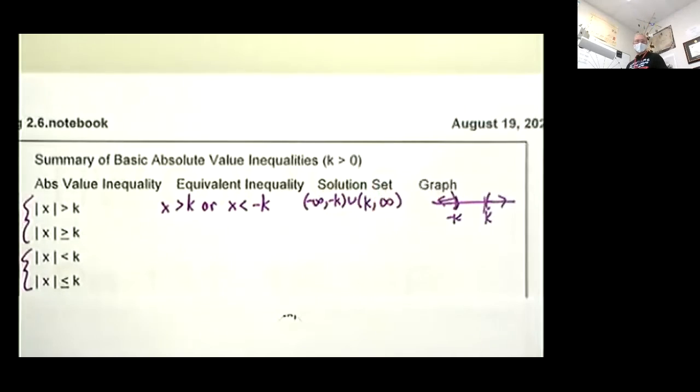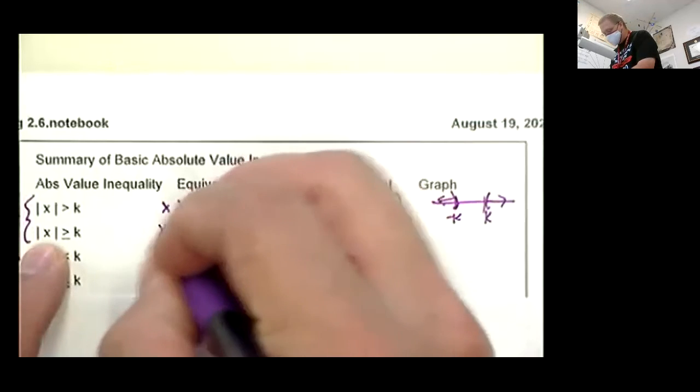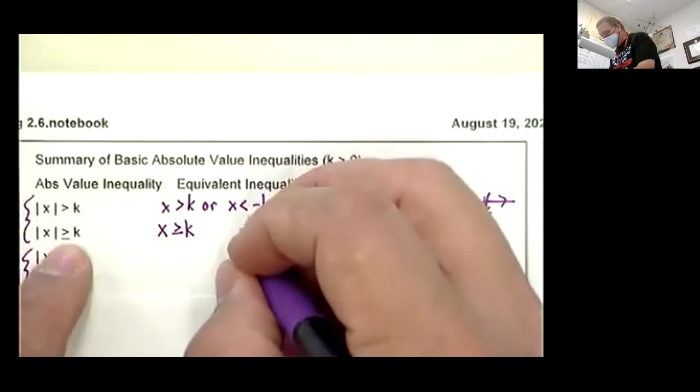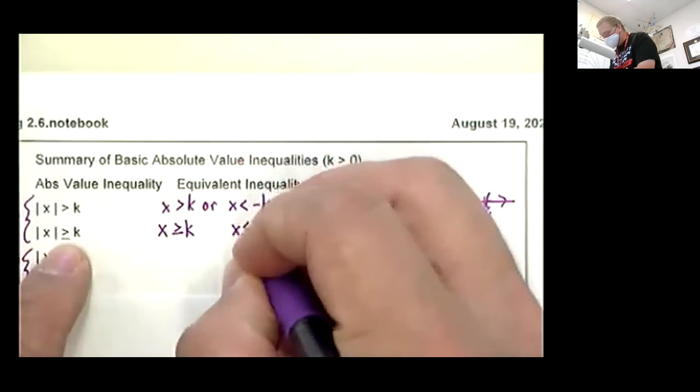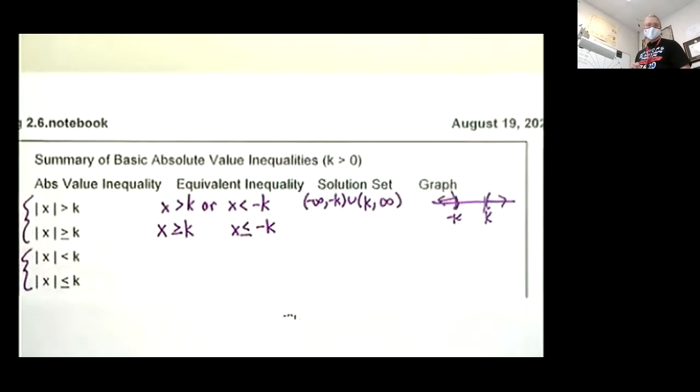Greater than or equal to is going to be very similar. So again, to write the equation, we're just going to say x then is greater than or equal to k. The first one looks exactly the same. To get the second one, we're going to flip the inequality symbol. So now we have less than or equal to, and flip the sign of the number to be negative k.